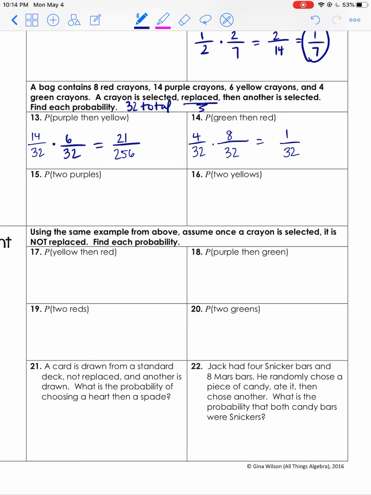2 purples. All right, you have 14 out of 32. And then you put it back, another purple, still 14 out of 32. Multiply, simplify.